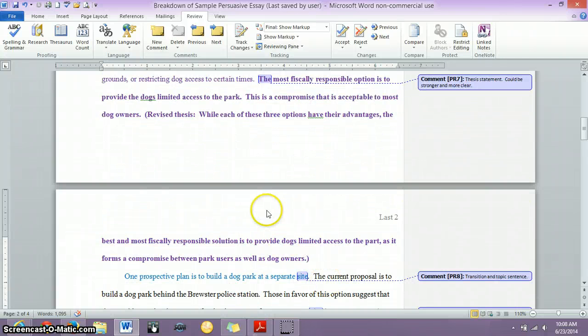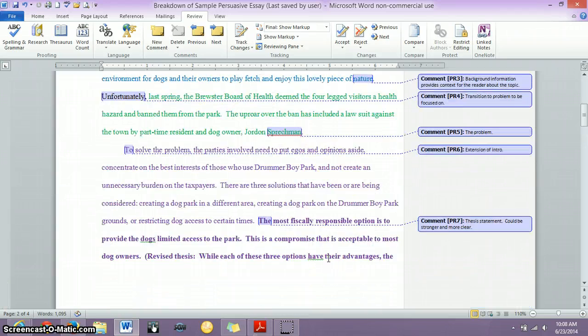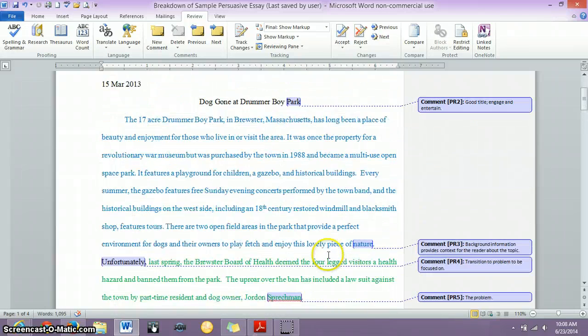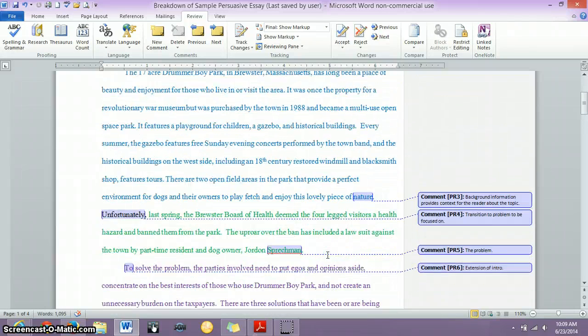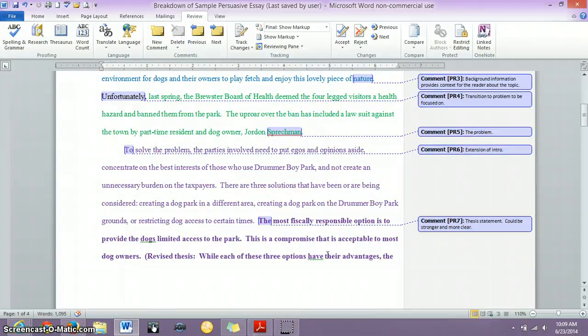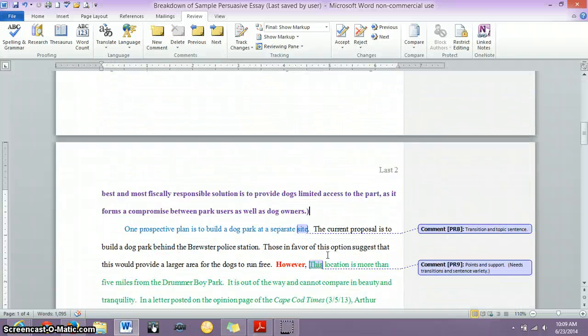So I wrote a revised thesis if it were to be 1 sentence and were written a little more flowingly. So this is my thesis statement. While each of these 3 options have their advantages, the best and most fiscally responsible solution is to provide dogs limited access to the park, as it forms a compromise between park users as well as dog owners. Okay, so there's a little bit of a difference here, but I want you to sit back and analyze how this introduction works and the information that's included in it.